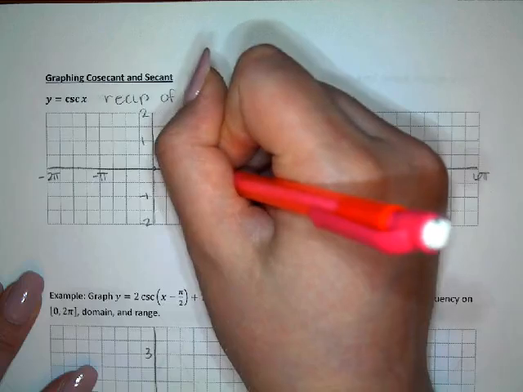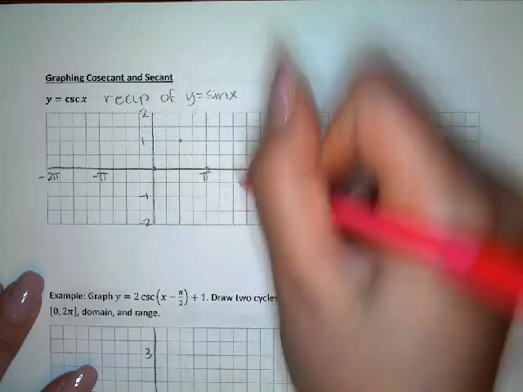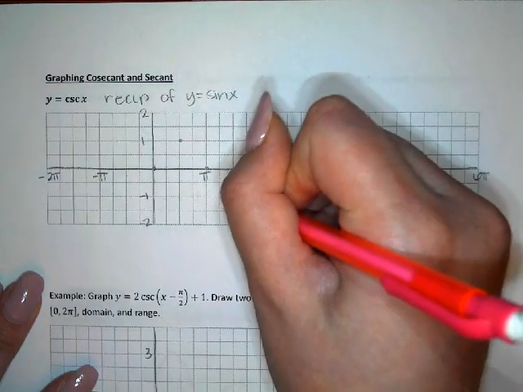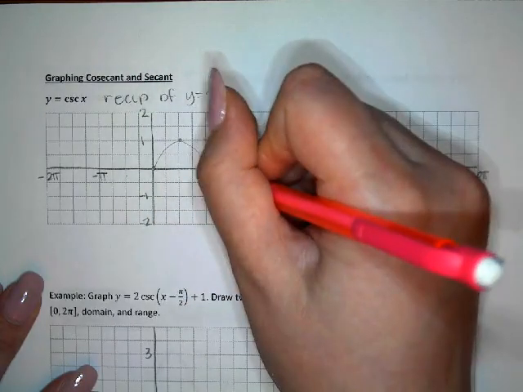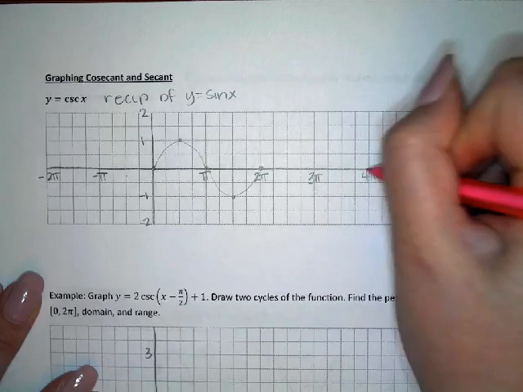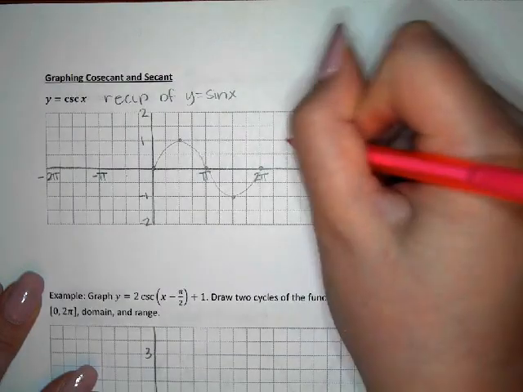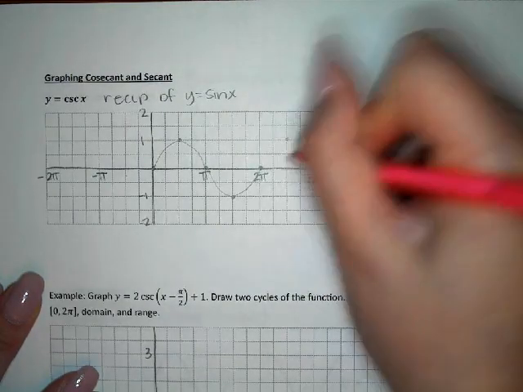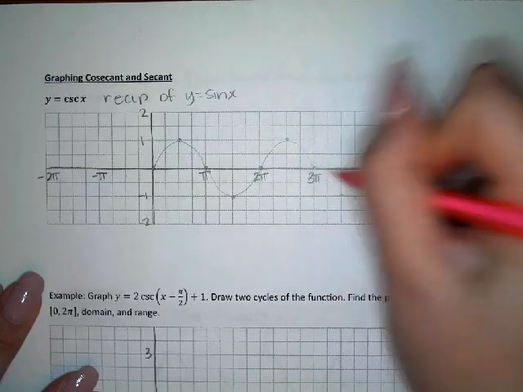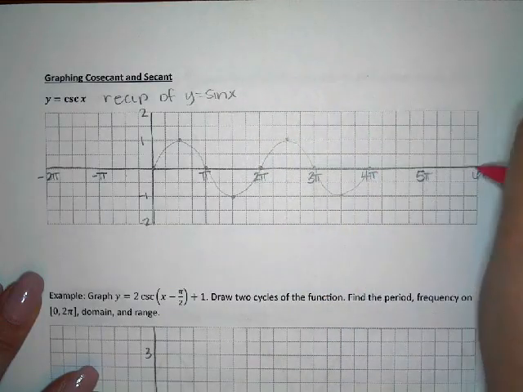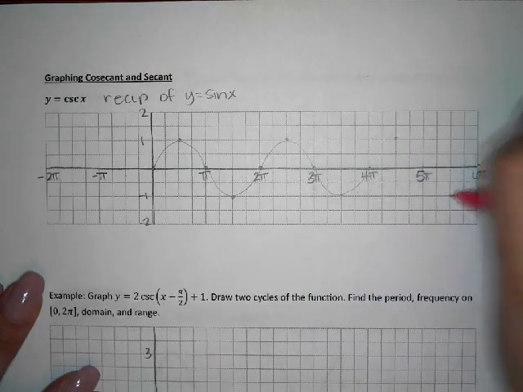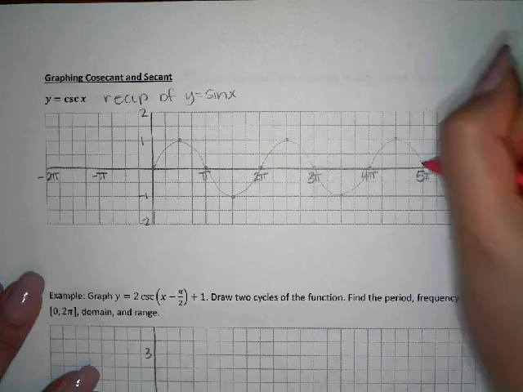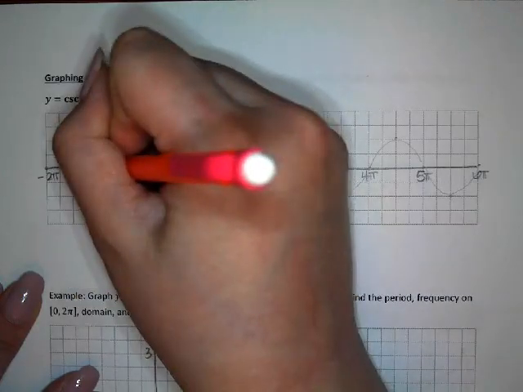And I'm just going to keep doing that. There's my sine curve. Doing it lightly because this isn't my actual answer for what the graph is supposed to look like. Okay, now this is how you draw cosecant.